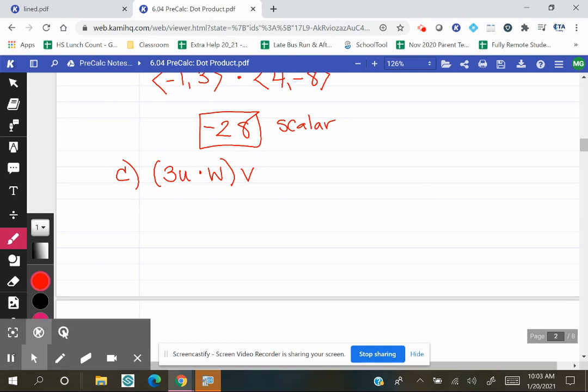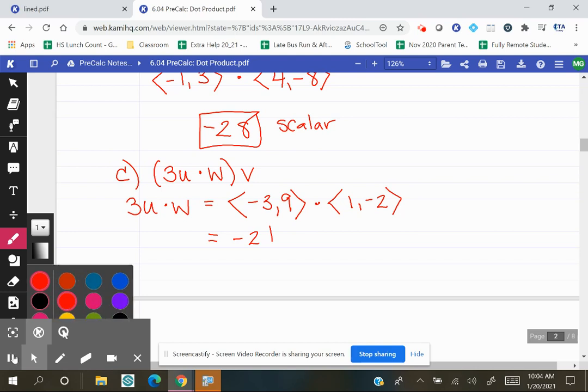All right, so first you should have done inside your parentheses, so 3 times u, and then the dot product with w. So 3 times vector u, -1 times 3 is -3. 3 times 3 is 9. And we're finding the dot product with w. So again, I should see your work of -3 times 1 plus 9 times -2. And that should have given you -21. I'm skipping those steps because you should have done those on your own. So this is -21, and I want to multiply that now by vector v.